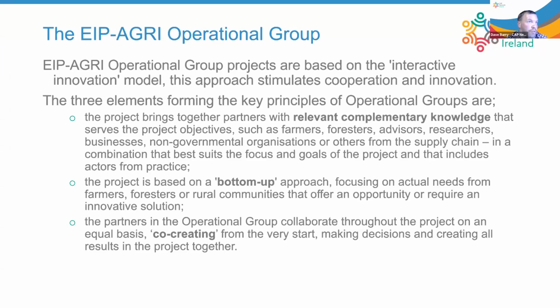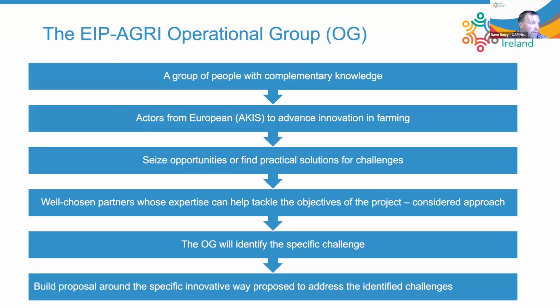The key principles of an operational group are that it has relevant, complementary knowledge. So all members of the operational group must be able to provide something key to the project itself. Then it's a bottom-up approach, which is also key to EIP programs. And then there's co-creation. Once all the members of the operational group have relevant knowledge, they can be involved in co-creating and making decisions in the project. You'll see throughout the application process that you have to identify why you picked the members of your operational group and what key information they can provide. And you'll see that from some of the other people who talk today as well.